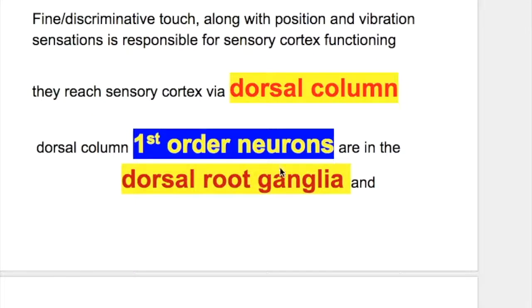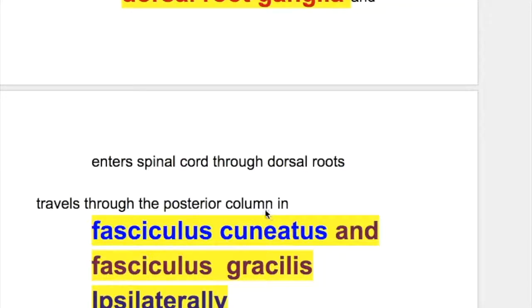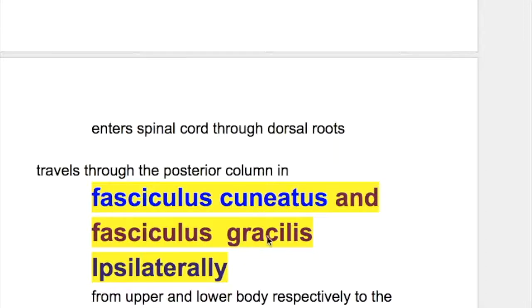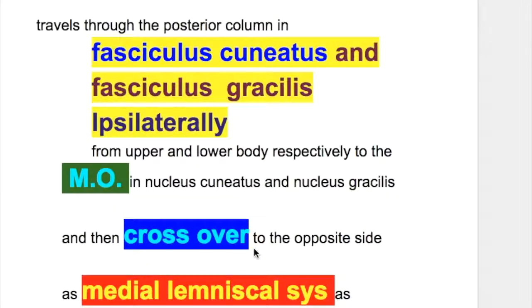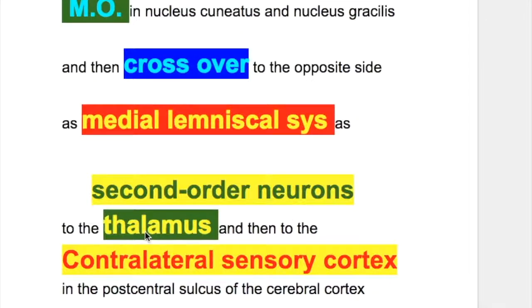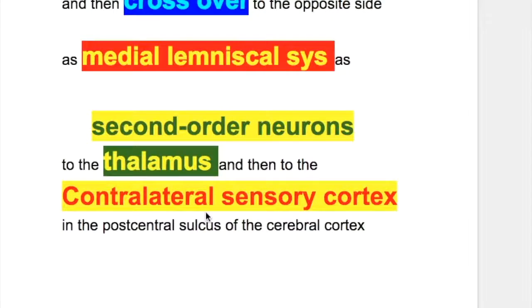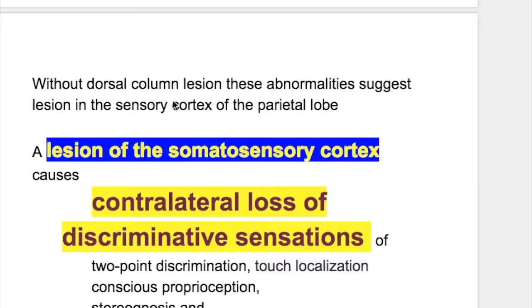Dorsal column: first order neurons are in dorsal root ganglia, enter the spinal cord and travel through the posterior column in the fasciculus cuneatus and fasciculus gracilis ipsilaterally from upper and lower half of the body respectively up to the medulla. So they go ipsilaterally up to the medulla and relay in the nucleus cuneatus and nucleus gracilis, and then cross over to the opposite side as the medial lemniscal system as second order neurons to the thalamus, and then to the contralateral sensory cortex as third order neurons to the cerebral cortex.